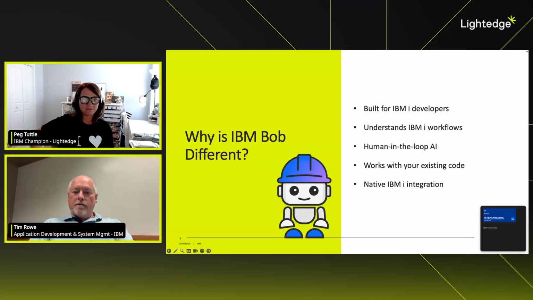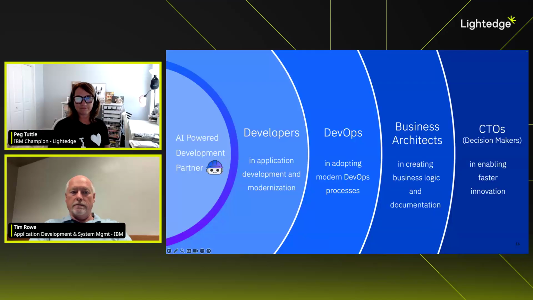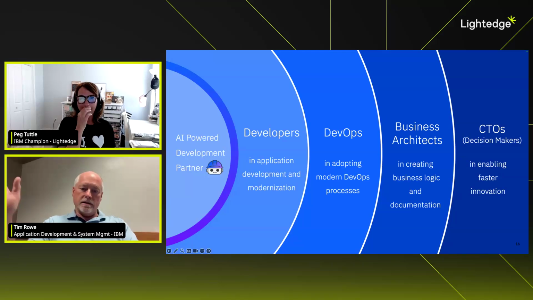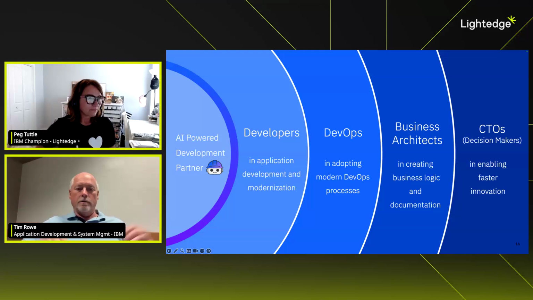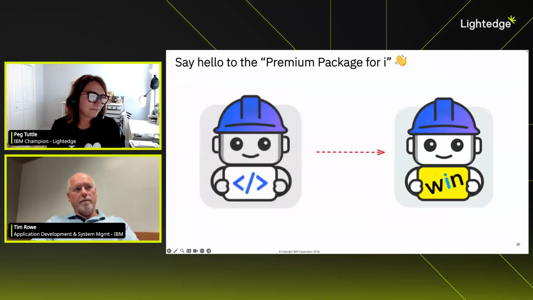Absolutely. So before I jump into a demo, I just want to touch on a couple of things that we've been doing. Bob is a fantastic tool for the general software development lifecycle. Whether you're developers or business architects, it can do general purpose development and work in all the different languages you care about. But what my team's been doing is moving Bob from general purpose to specific purpose. Let's make Bob win on IBM i.